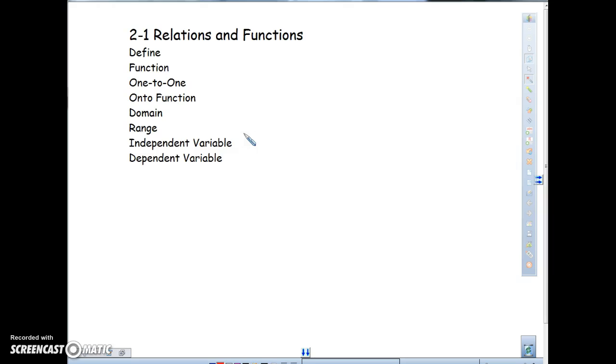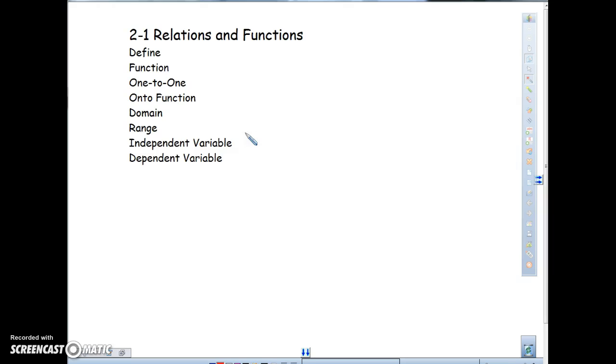So when you found your definitions, you found out that a function is a relation in which each element of the domain is paired with exactly one element in the range. And we'll talk about domain and range in a second. Let's just go through the definitions for a minute. One-to-one in the definition read, each element of the domain pairs to exactly one unique element of the range. Onto function, each element of the range corresponds to an element of the domain.